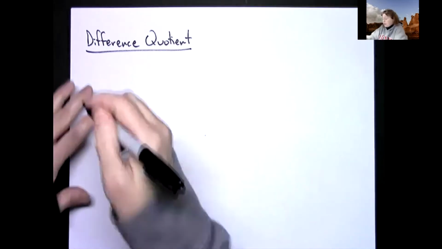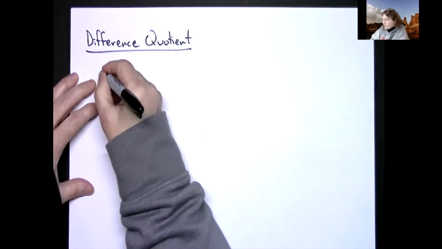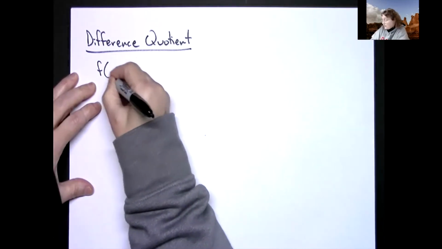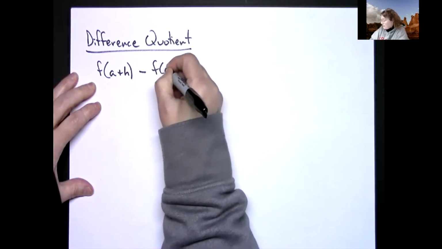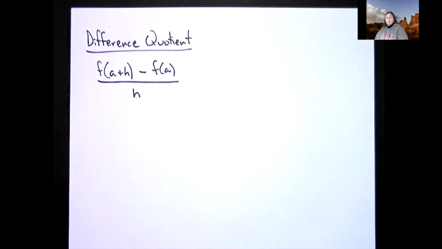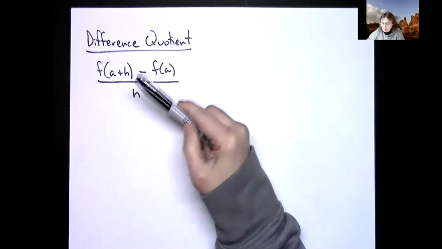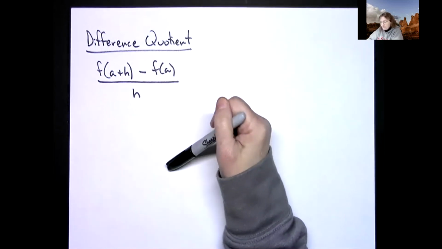Your book has several different versions of this, about 3 different versions, but the one in your book is f of a plus h minus f of a, all over h. This is the difference quotient. It lays the foundation for absolutely everything in calculus. We build the definition of a derivative from this. We build a lot of things in calculus from this form right here.